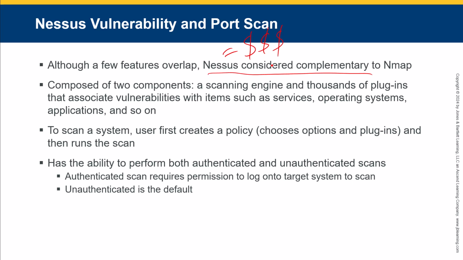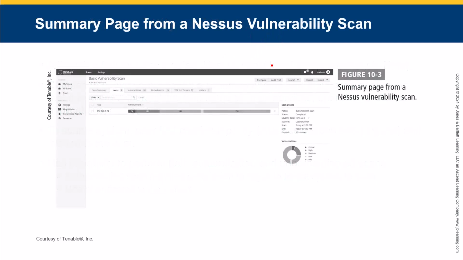To scan a system, users create a policy. They choose the options and the plugins, and then they run it against a target, or against the policy. It has the ability to perform both authenticated and unauthenticated scans. Authenticated scans require permissions to log into a target system, whereas unauthenticated is the default, and it's just a basic scan with no login credentials. So here's an example of Nessus, and we can see the target and the vulnerabilities.